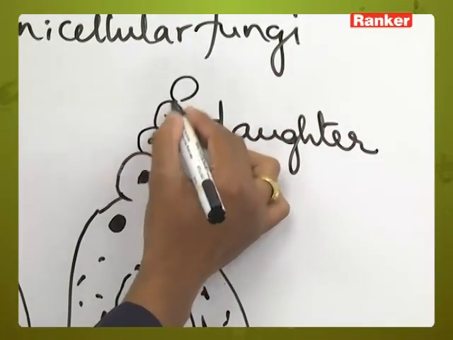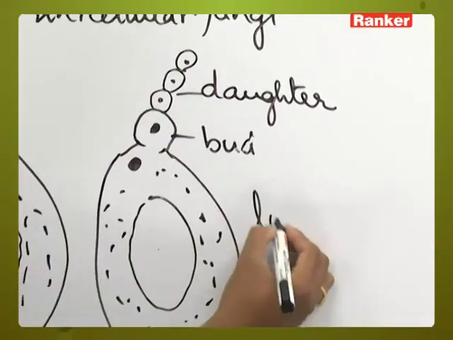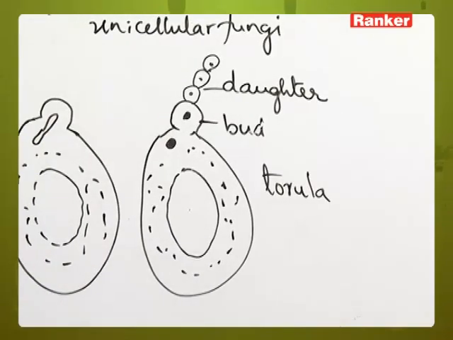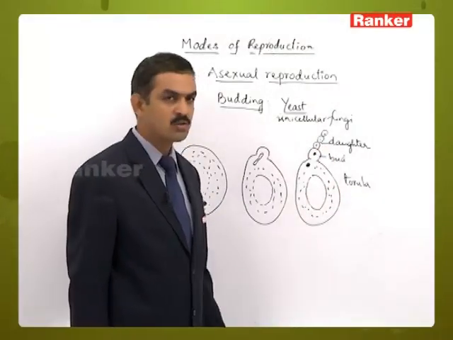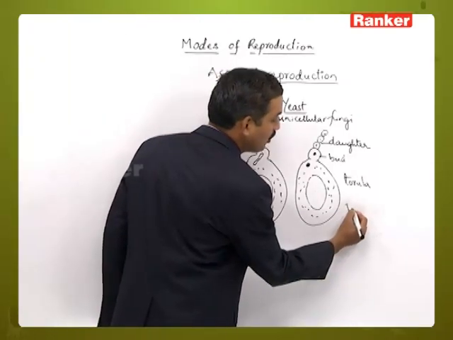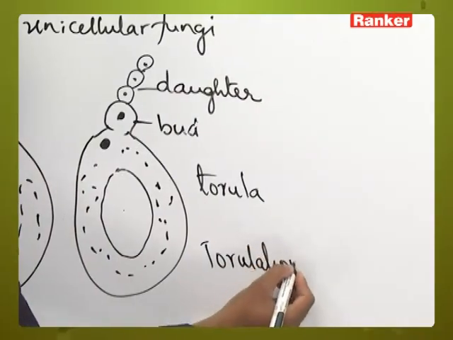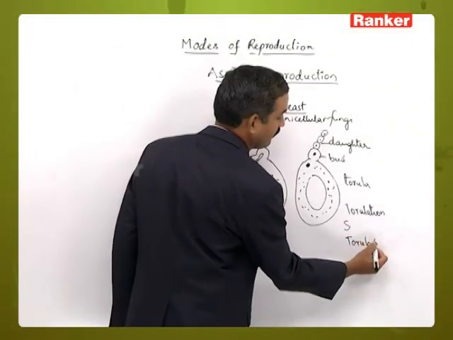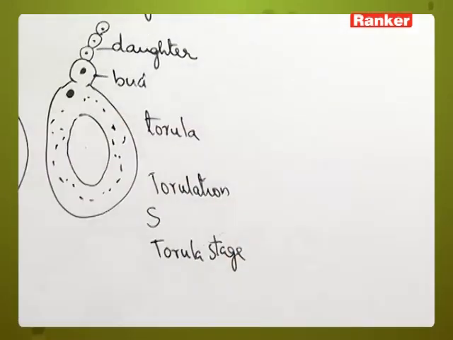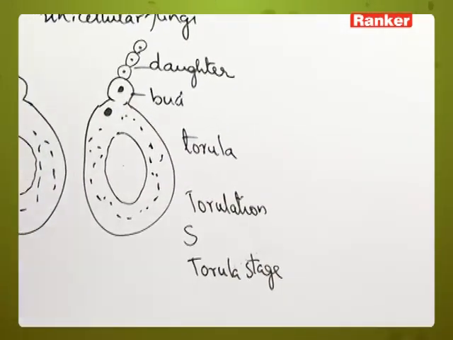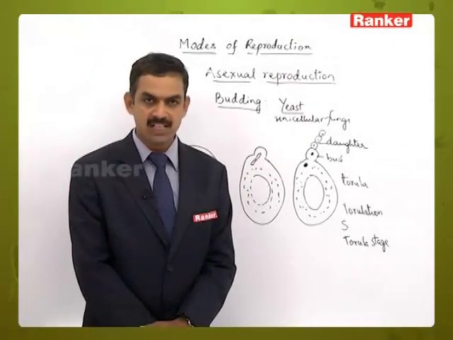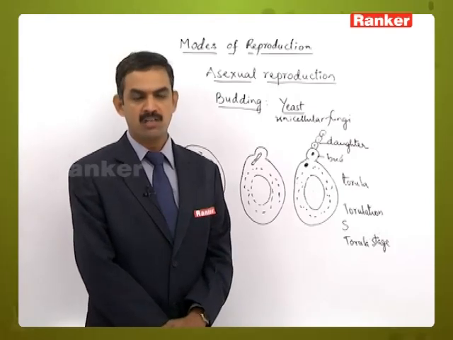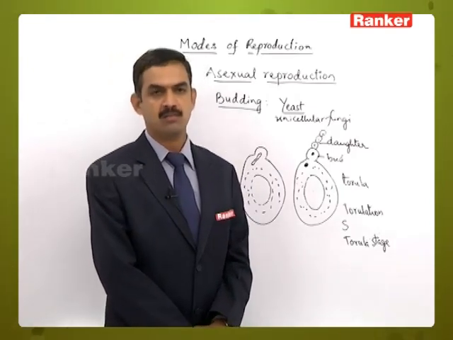When such daughter buds are formed, it appears to be like an organism called Torula. There is another yeast called Torula. So as the structure is appearing like a Torula, we call this process as torulation, and this as a Torula stage. This can be observed in yeast during the budding process. So here the buds are formed because of unequal division of the parent, so that a small protuberance is separated out and develops into a small bud, giving rise to the daughter organism.